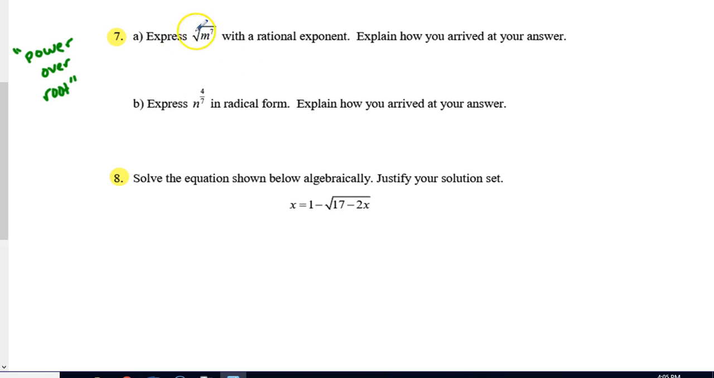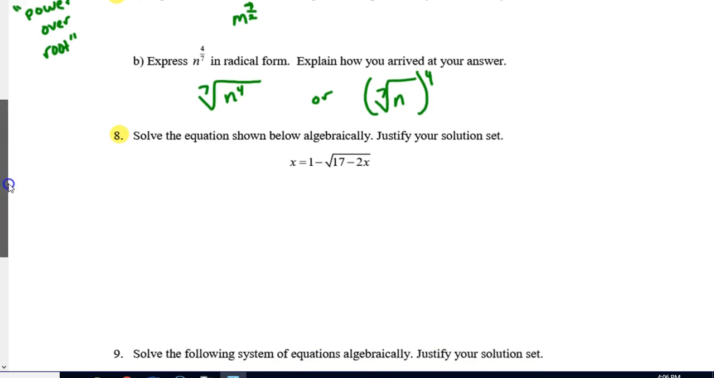Okay, so hopefully you tried this. There's an implied 2 as the index here, which we never write. Power 7 over root 2. In the second one, we're going to write this in radical form. So power is 4, root is 7. So 7's on the outside where the index of the radical is. 4 is on the inside as the exponent of n. You could also have written it this way. And you might see it sometimes like that.